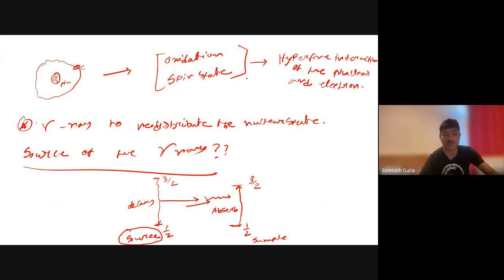What will be the source of the gamma ray? The gamma ray source would be exactly similar to where my sample absorbs the gamma ray. To find that, we'll come to the later part of my discussion session. If you have a problem-solving session, we'll come to it next week.